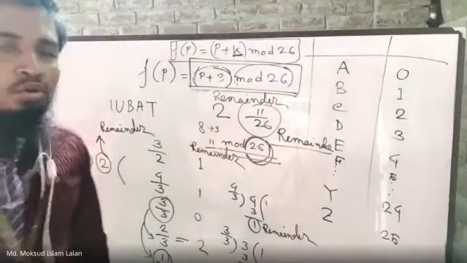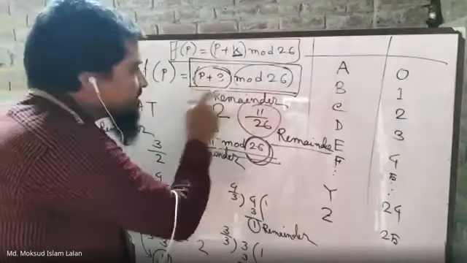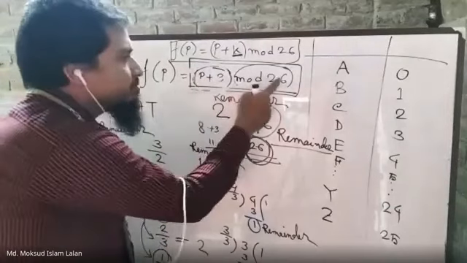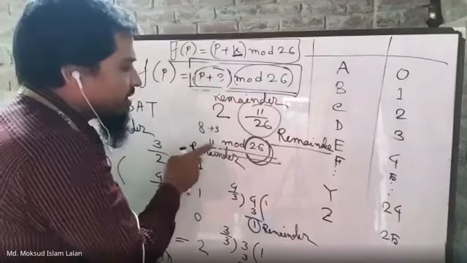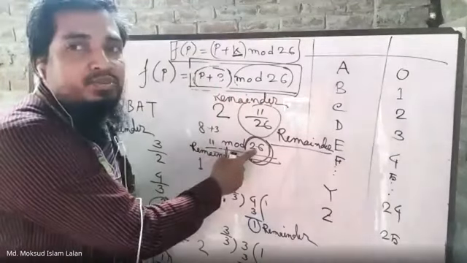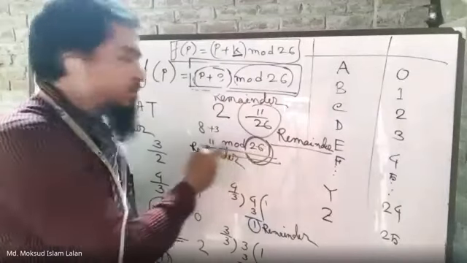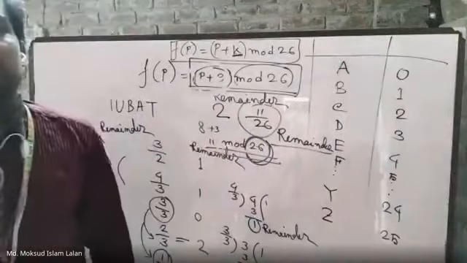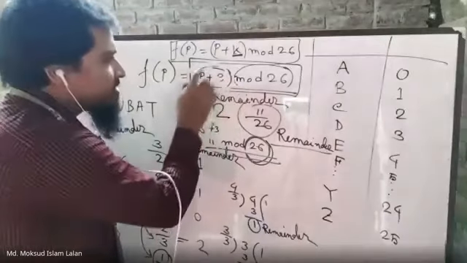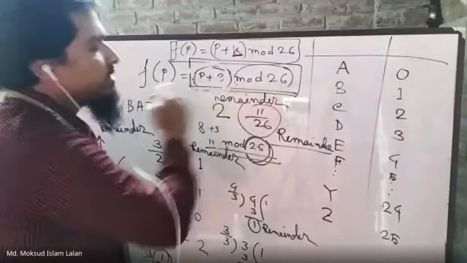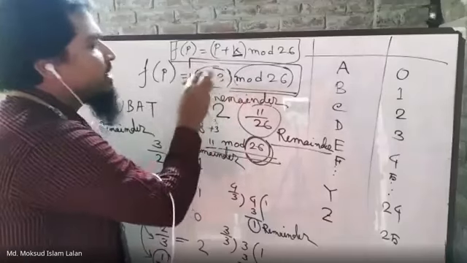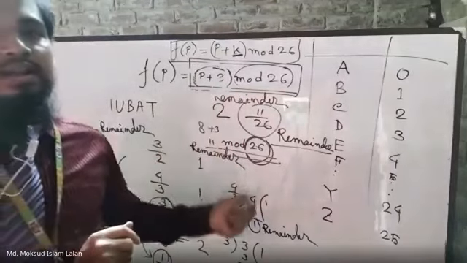Now we can conclude, if this result is lower than 26, then that will be the remainder. 11, is it greater than 26 or less than 26? Less than. So this 11 will be the remainder. Do you understand? If P plus 3 is less than 26, then write the whole thing as the remainder. No need to divide. Is it clear?